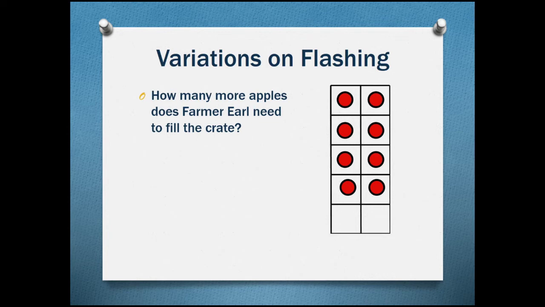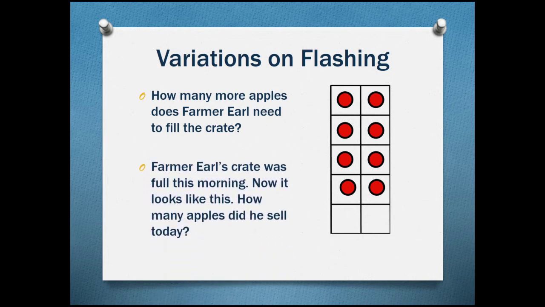What's happening with activities like this one and the next one is that children are starting to develop splits of 10. So another question we could have asked was, Farmer Earl's crate was full this morning, now it looks like this. How many apples did he sell? Okay, let's go back to think about that scenario.